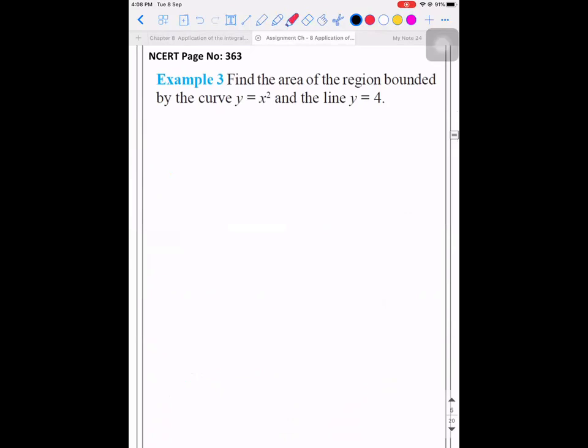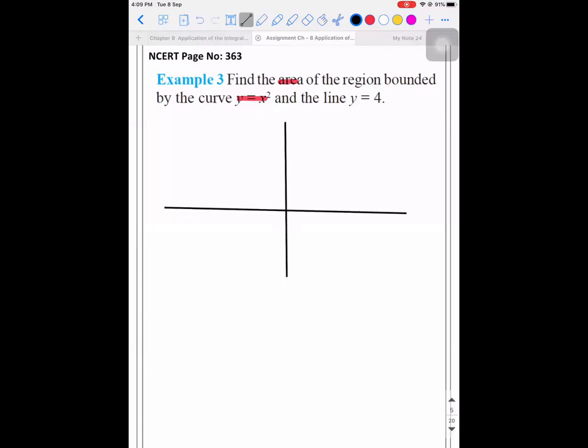Find the area of the region bounded by the curve y is equal to x square and the line y is equal to 4. So y is equal to x square represents what? Upward parabola. That's right. So when it represents an upward parabola, you have a line also. From here you need to be careful of which one to be chosen. Observe.